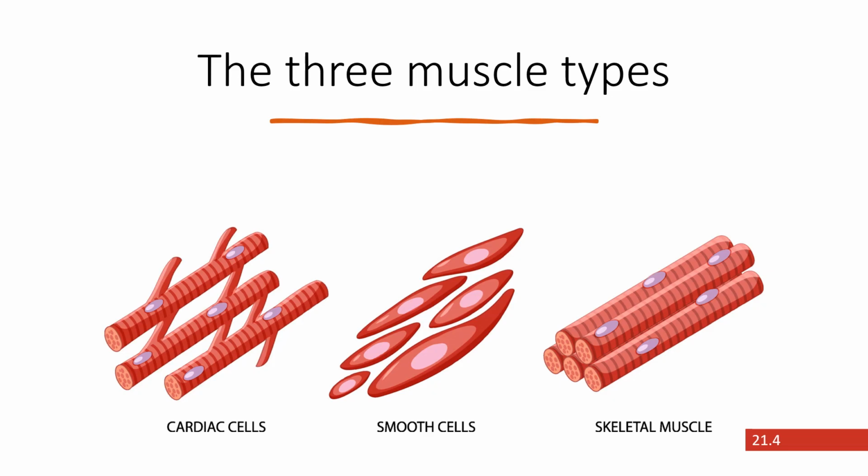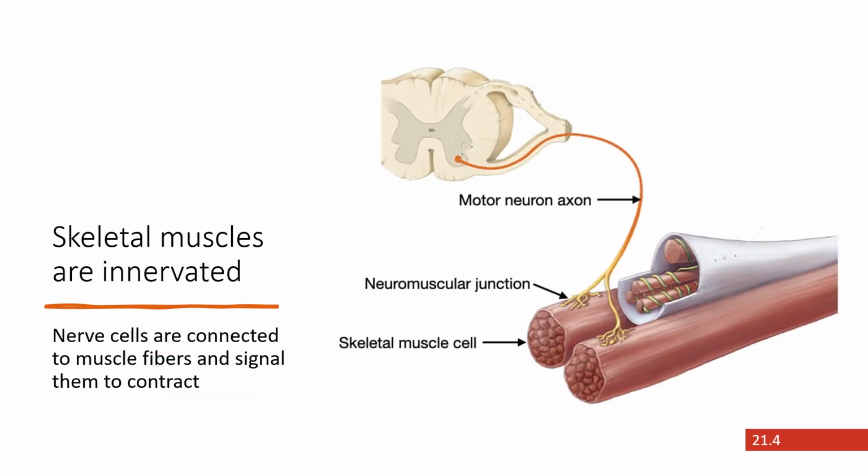Back at the start of the physiology part of this course, we learned the 3 different types of muscle tissue: cardiac, smooth, and skeletal muscles. In this lecture, we're going to focus on skeletal muscles and the process of contraction and relaxation that allows us to move our bodies. If you remember, we learned that skeletal muscles are innervated. The axons of motor neurons connect to muscle fibers. This allows the nervous system to send those signals to the muscles, telling them when to contract.